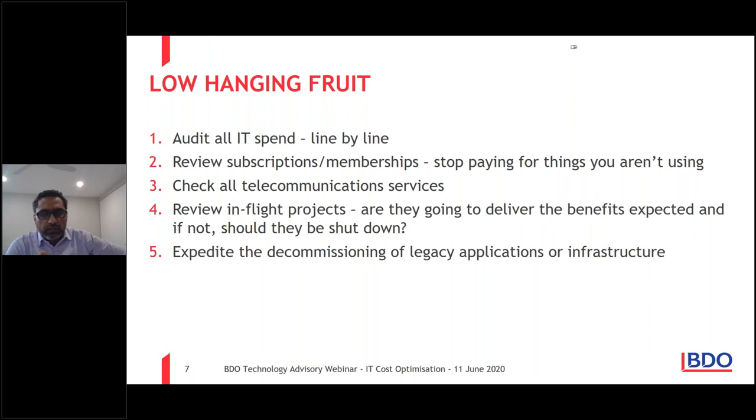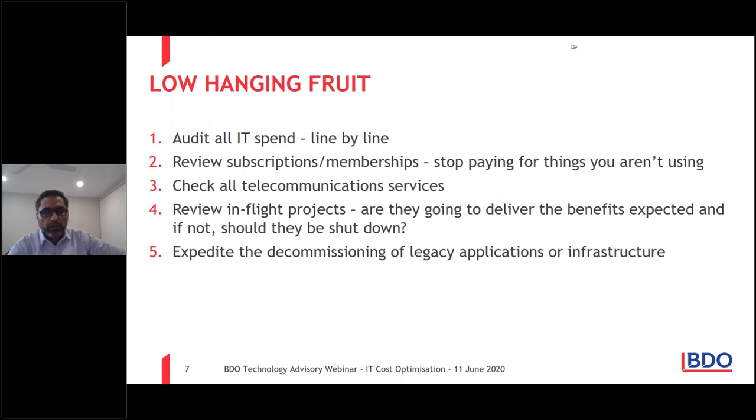Number four on our list is review all in-flight projects. Now, this is a hard one, because every project has a business case attached to it. There is a lot of passion and energy that goes into initiating a project, getting it over the line, and starting to execute on it. But have a look at the in-flight projects. Look at whether they are going to deliver value to the business.